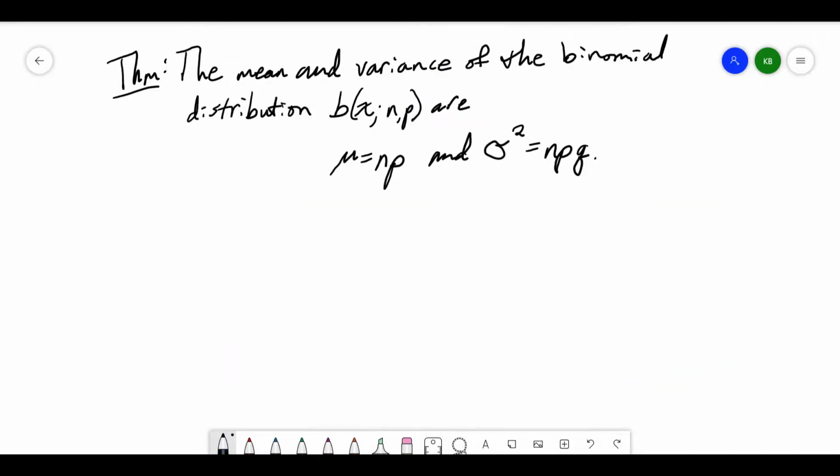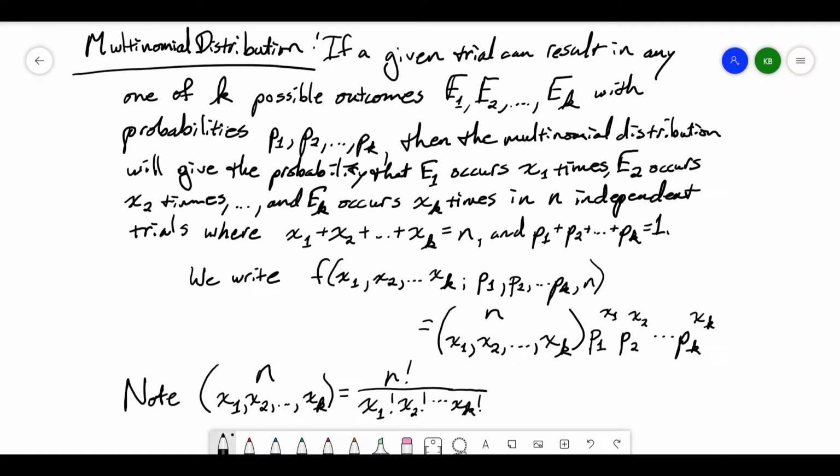Now, perhaps the happiest news of all of this is we've had these complicated formulas to find the mean and variance of our probability distributions. When we're dealing with a binomial distribution, the mean is simply the n value times the p-value. And the variance is simply n times p times q.